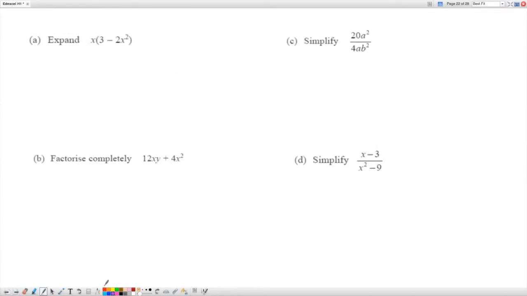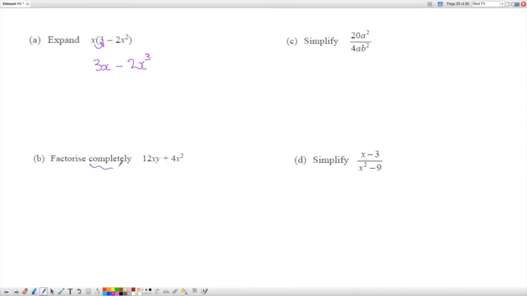The next question, we have a series of algebraic expressions we need to simplify, expand and factorise. First, we expand here by multiplying the x by both terms in the brackets. X times 3 gives us 3x. Number first, letter afterwards. Minus still stays. 2x, x times x squared gives us x cubed.